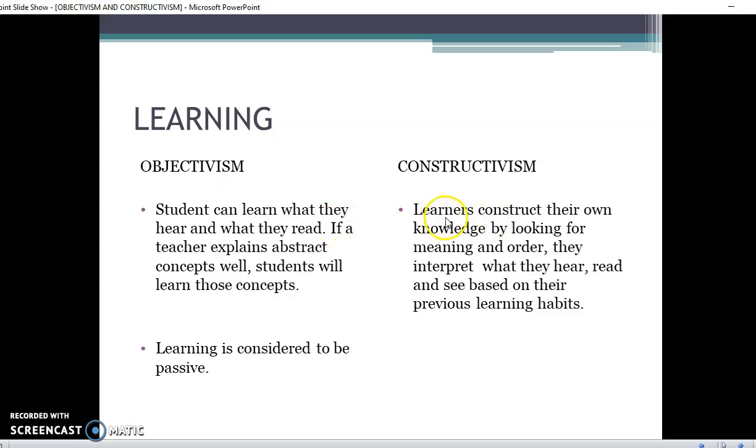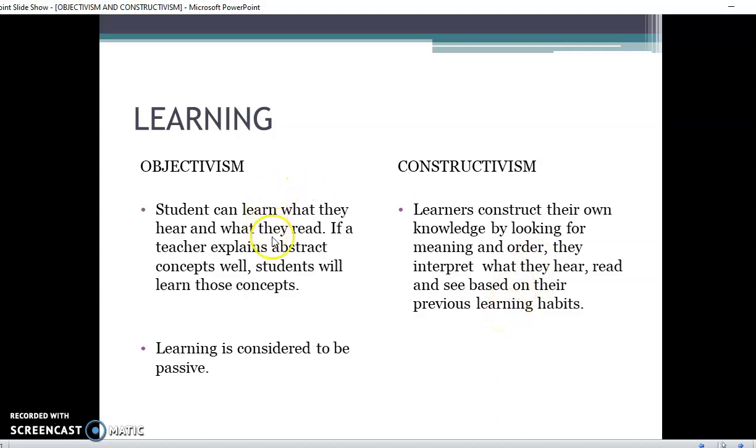Constructivism believes that learners construct their own knowledge by looking for meaning and order. Okay, so here learners construct their own knowledge. They interpret what they hear, read and see based on their previous learning experiences. So what they are doing in the present moment, when it is linked to whatever they knew about the topic earlier, would determine that they are learning.